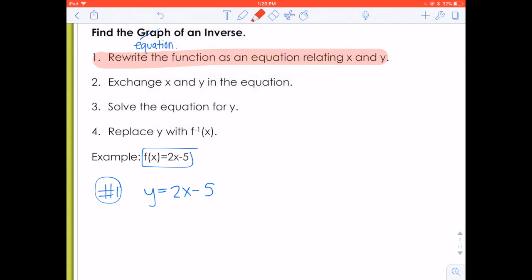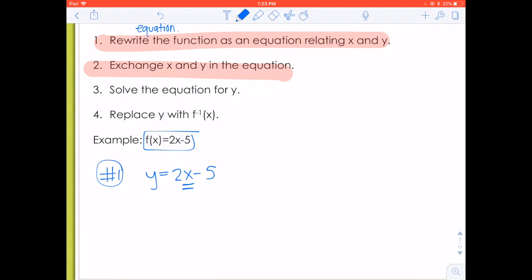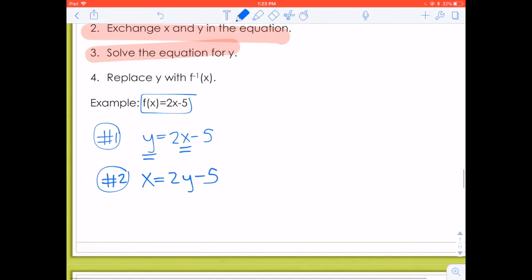Next we are going to exchange x and y. Exchange just means flip. So I'm going to replace x and y. So x will equal 2y minus 5. That's step 2. All we're doing is switching x and y. Step 3 says to solve the equation for y.